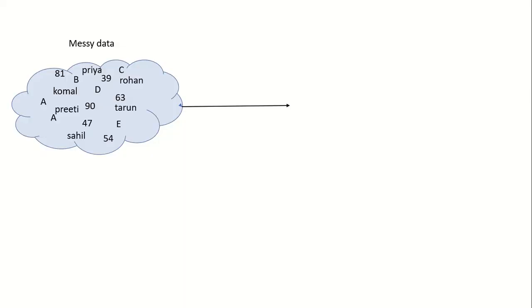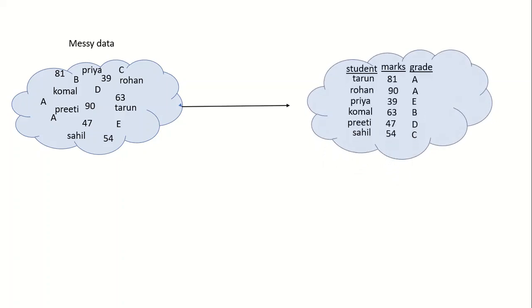So as you can see, from messy data we cannot get much information. If you want to get much information, first you need to have an organized form of data. So the first step is organizing the information in a suitable way, and after that you get the answer.